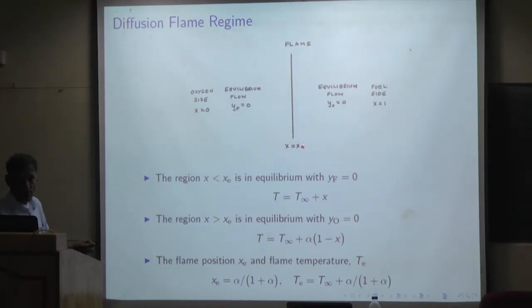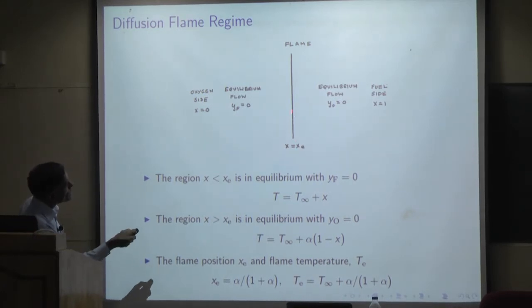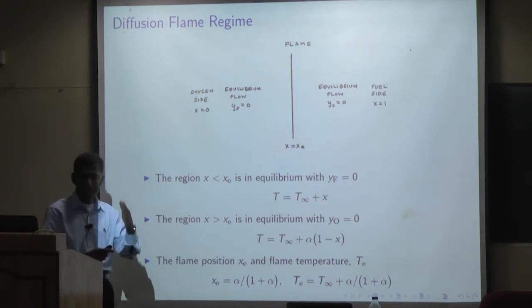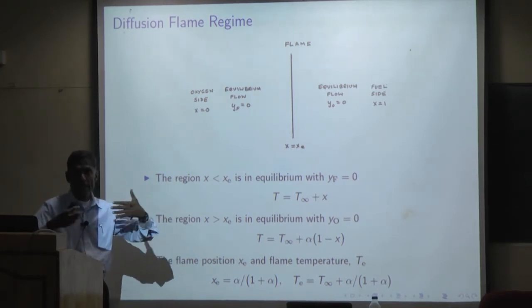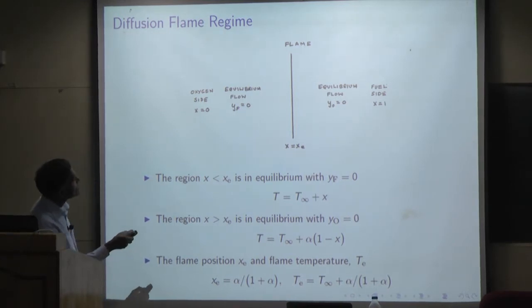This is the Burke-Schumann flame, which has equilibrium flow on both sides. Maybe I should look at this in particular detail. So that's the flame. Just like in the Burke-Schumann analysis, in the flame sheet approximation, we were able to get the flame shape and the flame height.